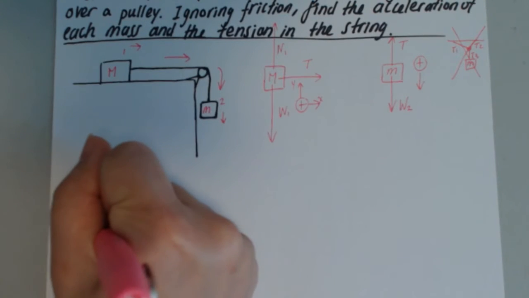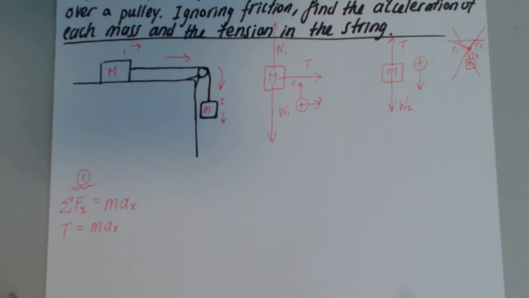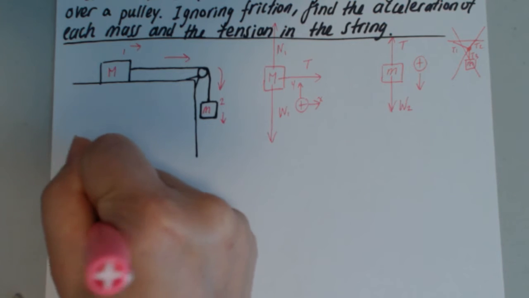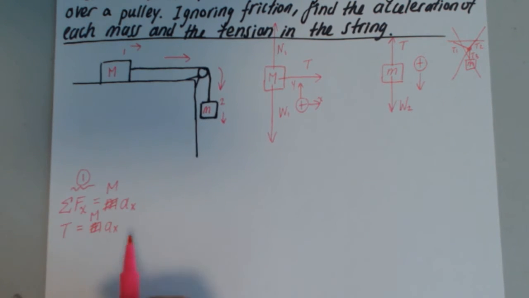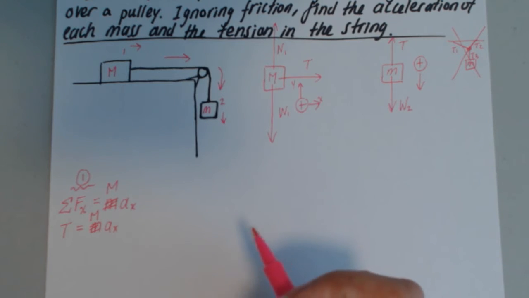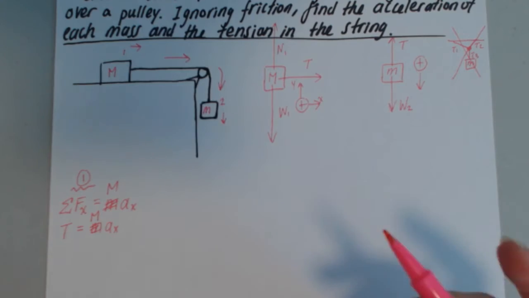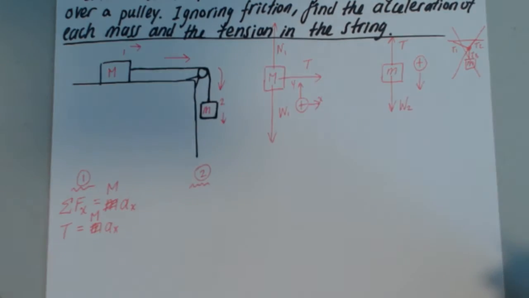So tension is equal to capital M times a in x. Since we're dealing with a capital M, I should call this capital M, because lowercase m is being reserved for the tiny mass. So it seems like to find the tension, I need the acceleration, and to find the acceleration, I need the tension. Fantastic. So let's go to scenario 2, or system 2.